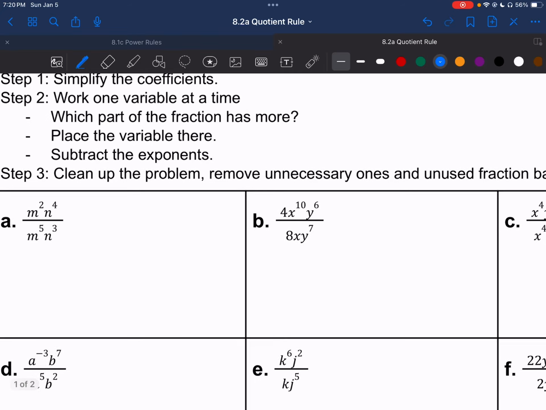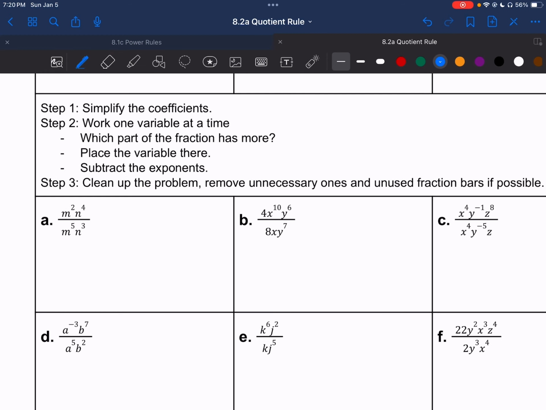Now, what do we do when things are more complex? If we have more than one variable, maybe we have parentheses going on, we've got coefficients and variables, how do we work this? So the first step that we're going to do is we are going to simplify all of the coefficients first. Then we're going to work one variable at a time. We are going to identify which part of the fraction has more. We're going to place the variable there and subtract the exponents. And lastly, we're going to clean up the problem. We're going to remove any unnecessary ones, any unused fraction bars as appropriate.